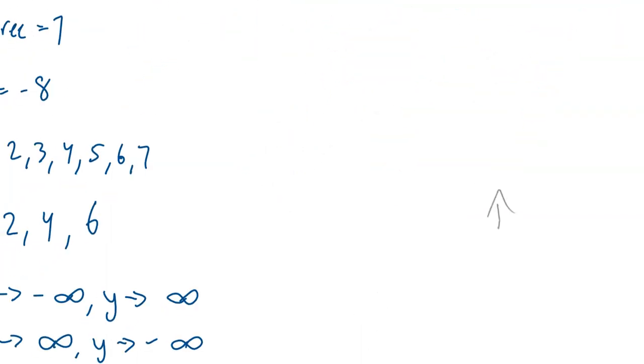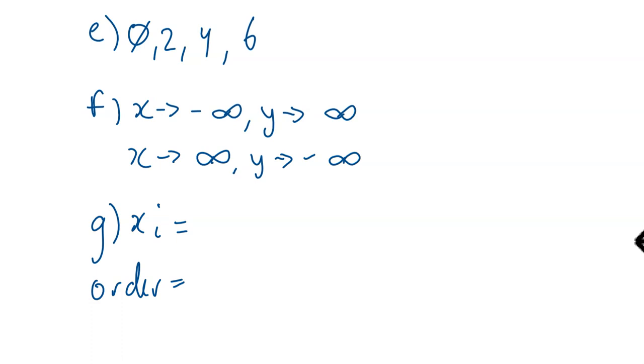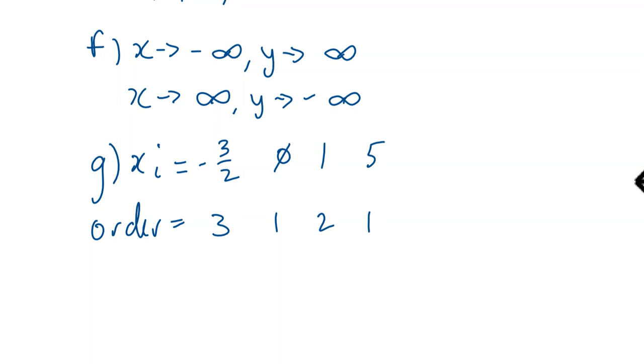Okay, so I said the x-intercepts were -3/2, 0, 1, and 5. -3/2 has an order of 3, 0 has an order of 1, 1 has an order of 2, it was squared, and 5 has an order of 1. Again, you add the orders together, you get the degree. We already know the degree, but 3 plus 2 is 5, plus 1 plus 1 is 7. So there you go. Cubic twist, pass through, turning point, pass through.